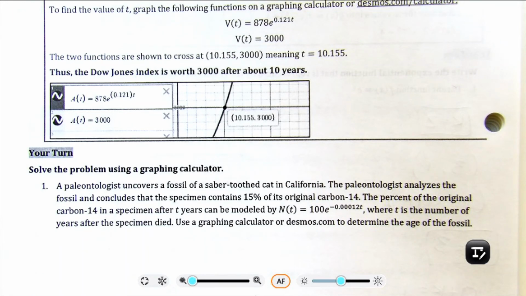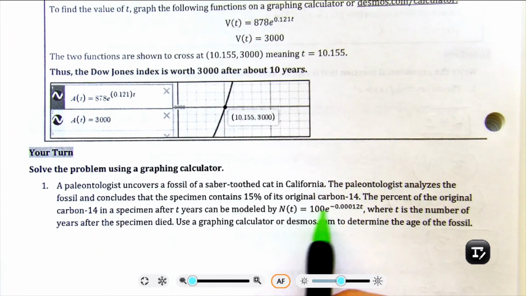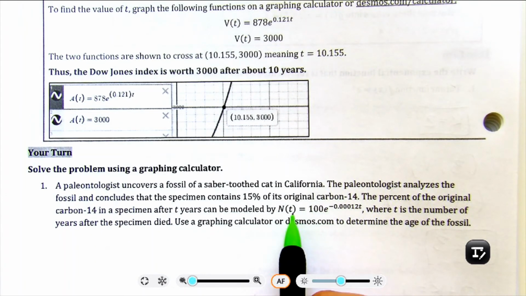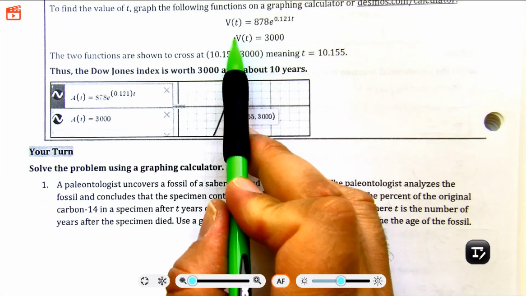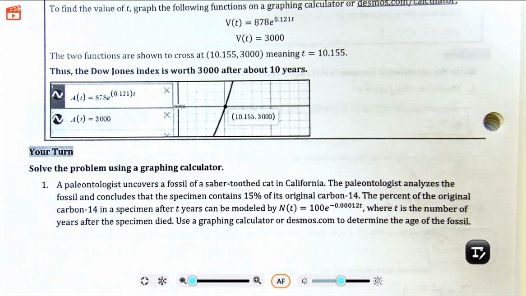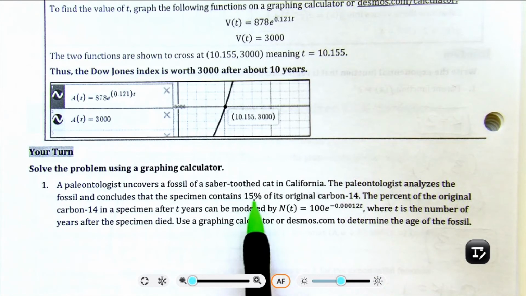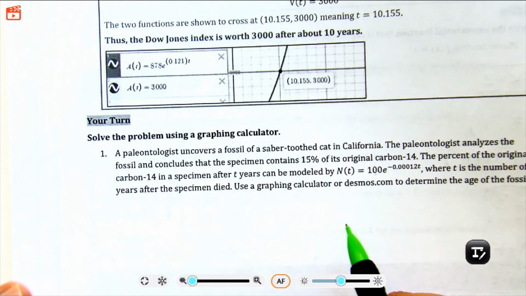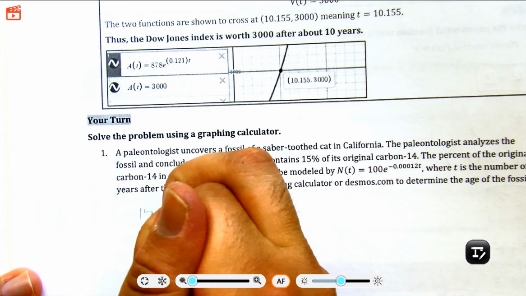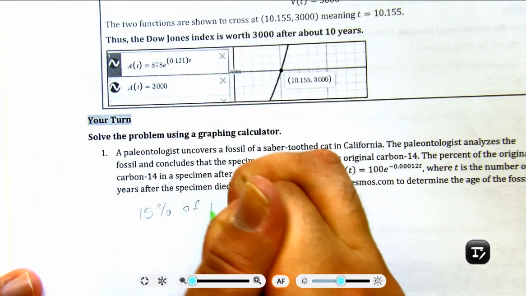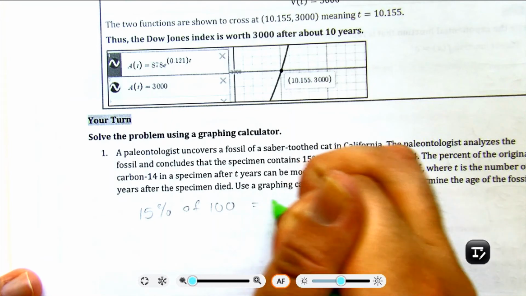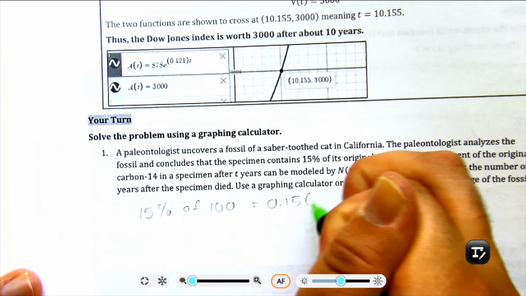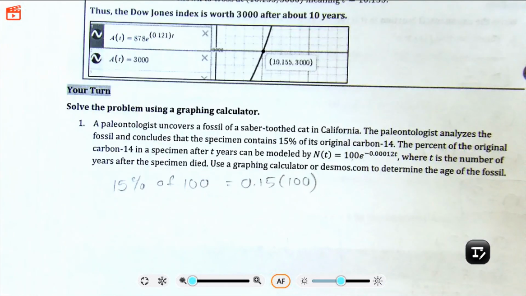So this is our first equation that we're going to graph. But then you guys might be asking, what is the second equation? What are we trying to find? So what we're actually trying to find is, what is 15% of the original 100? And if I do some side math here, 15% of 100 is equal to 0.15 times 100, which is 15. So the other equation that we're looking for is when N(t) is equal to 15.